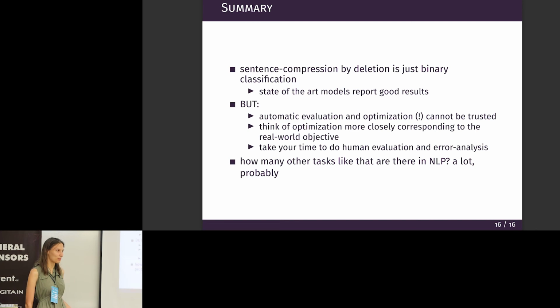And if you solve this problem or other similar problems, because I'm 100% sure that sentence compression is not the only problem in the field where loss and measures do not correspond to real quality, you should first think of optimization more closely corresponding to the real-world objective. Language modeling for readability is a good example, but I think with other objectives, if you formulate them, you can also think of some approximation which could be computed automatically.